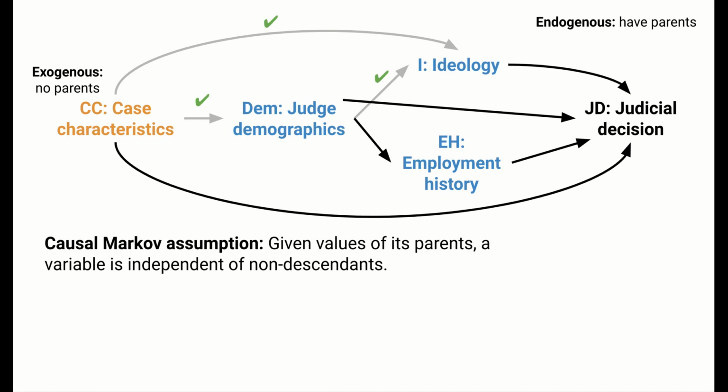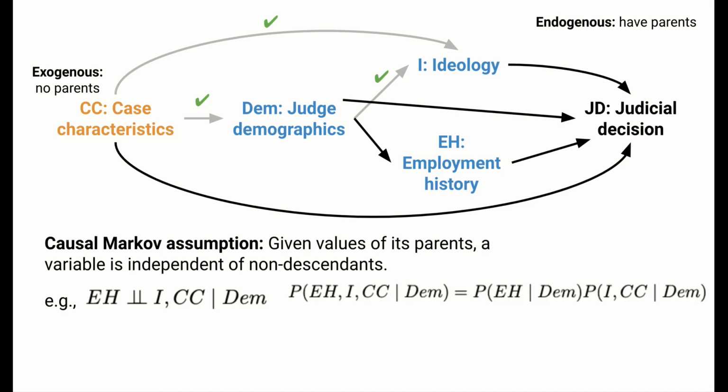In causal graphs, we assume that conditional on the values of its parents, a variable is independent of all variables in the graph that are not its descendants, its non-descendants. This is known as the causal Markov assumption or the causal Markov condition. For example, employment history is independent of both ideology and case characteristics, its non-descendants, given judge demographics, its parent.